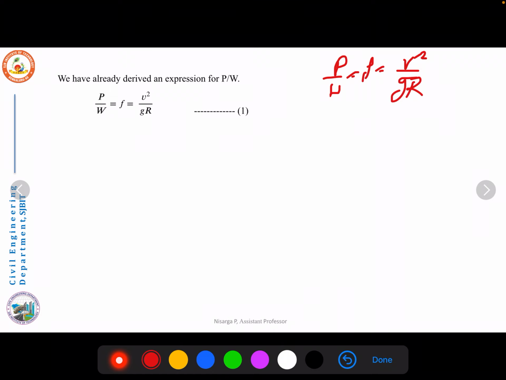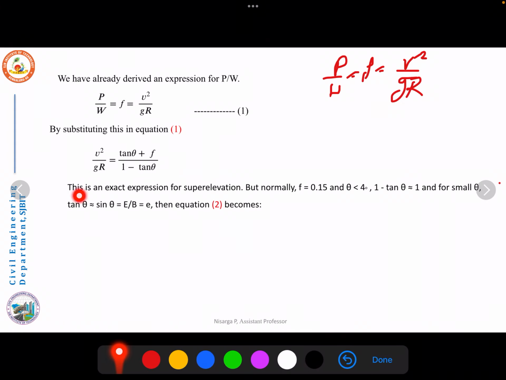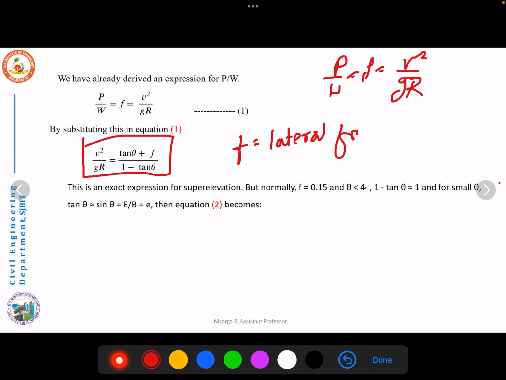So now, substituting equation 1 in the earlier equation we obtained, V square by gR will be equal to tan theta plus F divided by 1 minus tan theta. This is an expression for super elevation. Normally the coefficient of friction developed at the horizontal curve, we call it the lateral friction, and IRC recommends considering a lateral friction value of 0.15, and theta will be very small, less than 4 degrees.